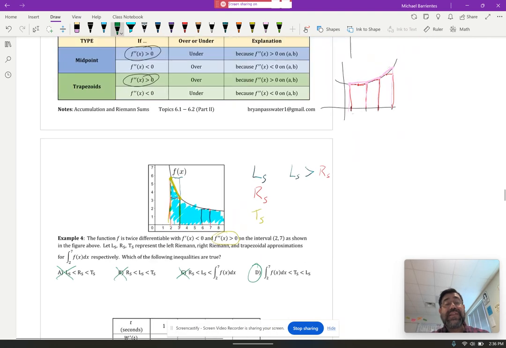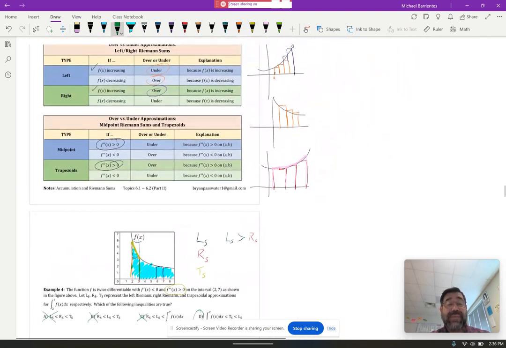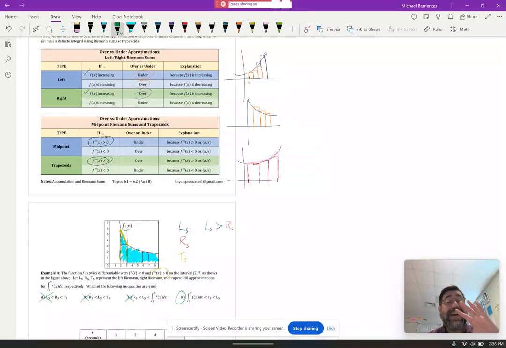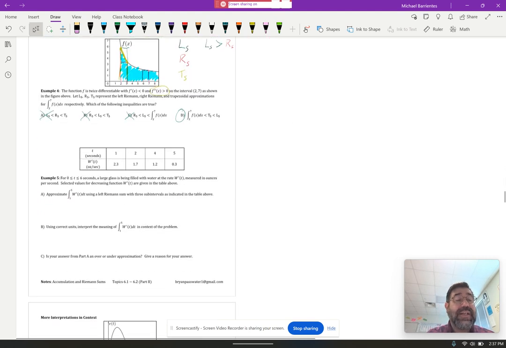So using these tables, we can get an idea of how to tell whether, once we find the estimate of a Riemann rectangle or a trapezoidal approximation, that's going to be a value that's too much, an overestimate, or a value that's too low, an underestimate for our actual definite integral value that we're looking for. We'll come back and we'll do the next example, which looks very much like an AP free response question.